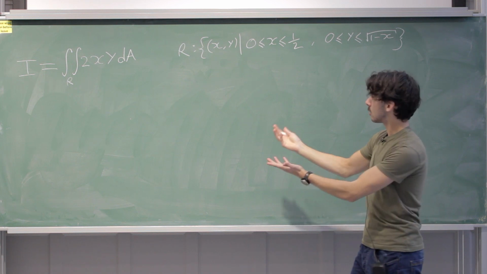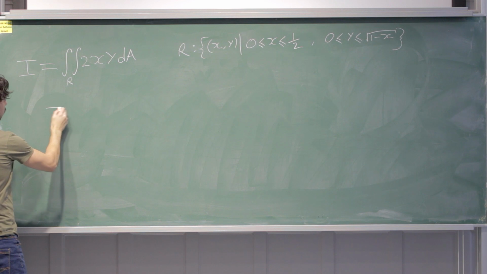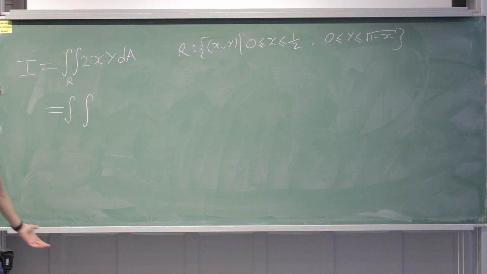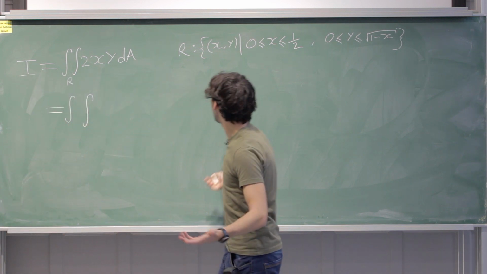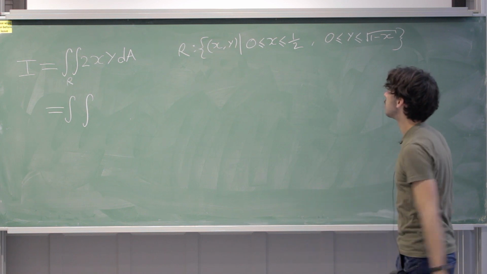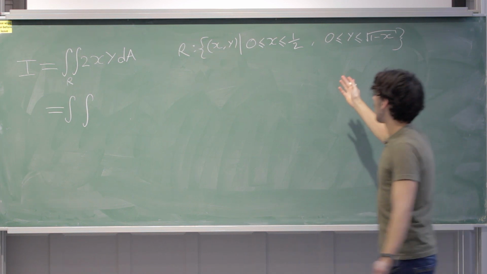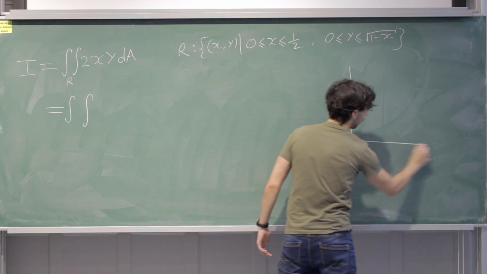Okay, so let's do it. First things first, the first thing that we need to do is write our double integral with some actual limits that can be evaluated. How do we do that? Sure, we've been given this region, but what do we do with it? Well, of course, we're told that x is between 0 and 1/2, so maybe we can draw it.